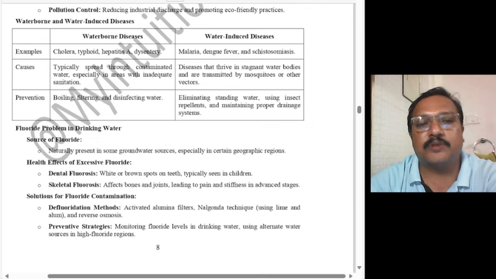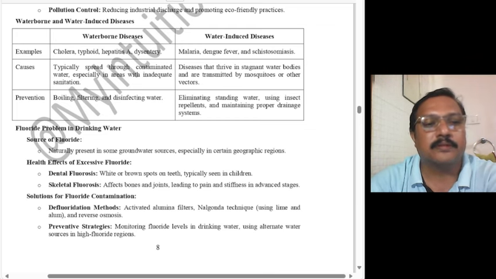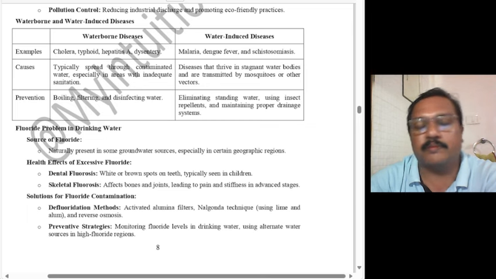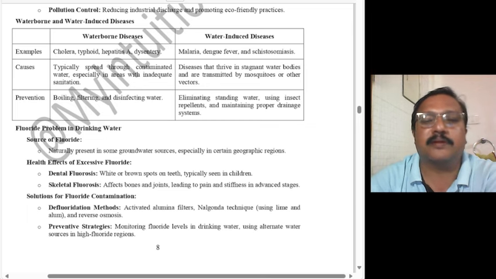So the examples of water induced diseases include malaria, dengue fever, etc. Malaria is a disease which is spread by mosquitoes, causing fever and other serious symptoms. Dengue is another disease spread by mosquitoes, causing high fever, body aches, and fatigue.